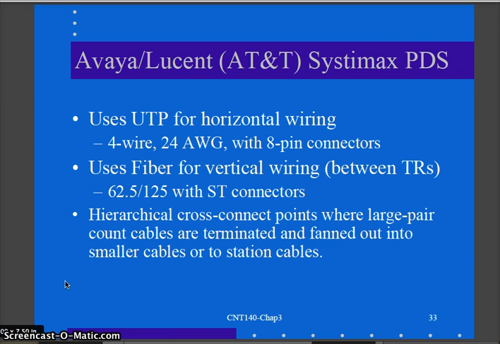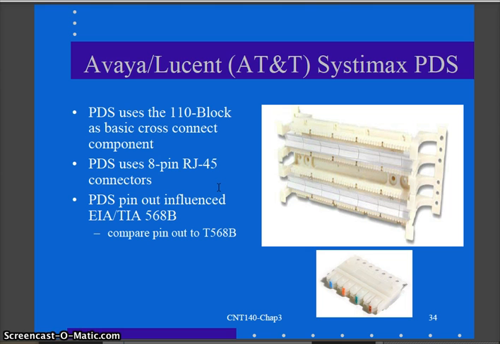it for data. Uses unshielded twisted pair for your horizontal cabling, 4-wire, 24 gauge, 8-pin connectors, and fiber for vertical wiring between the TRs using ST connectors, older style fiber connector. Hierarchical cross connects where large pair count cables are terminating and fanned out, smaller cables out to the stations. The main component used in this is the 110 block. This is the main cross connect component for this.